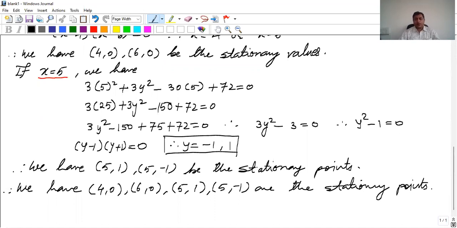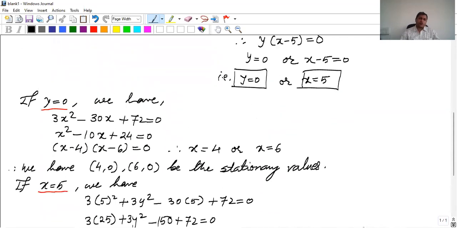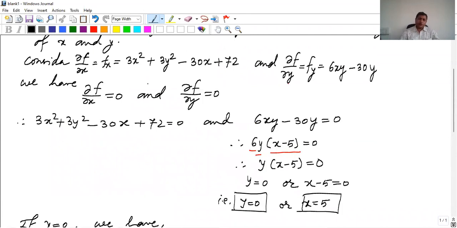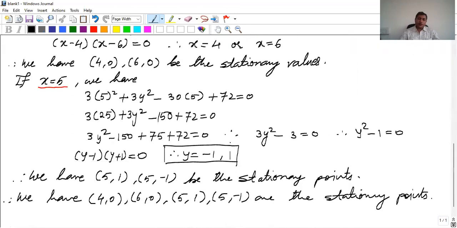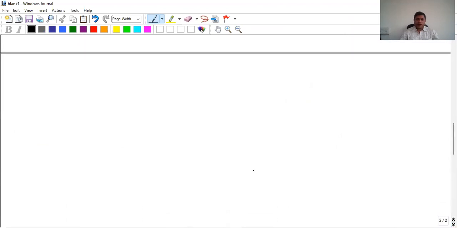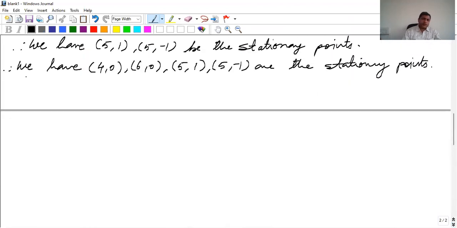Now, here we have completed our second step: we calculated the first order derivative and solved the equation first order derivative equal to zero. Now we have to test. For the test, we need the second order derivative, and hence we consider the values of R, S, and T. Let us try to calculate R, S, and T.